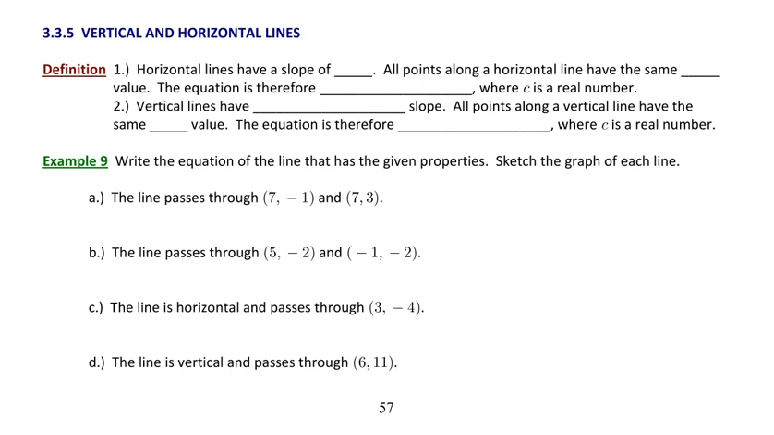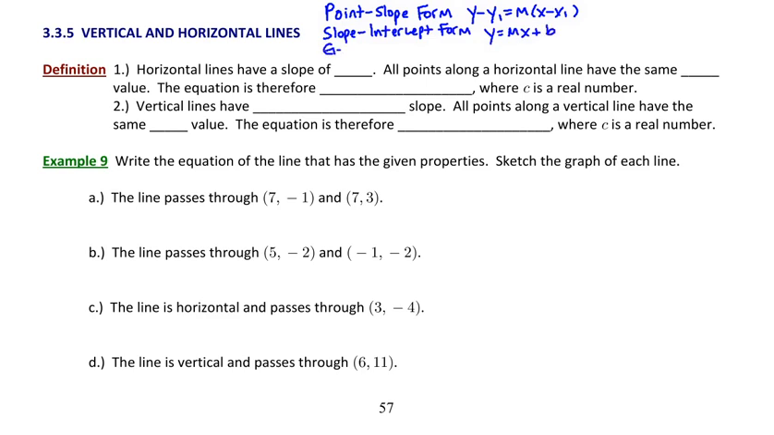Let's briefly review the three forms of the line that we've learned up to this point. We began with point-slope form, which was y minus y1 equals m times x minus x1. Then we looked at slope-intercept form, which is y equals mx plus b. And we finished with general form, which is ax plus by equals c.